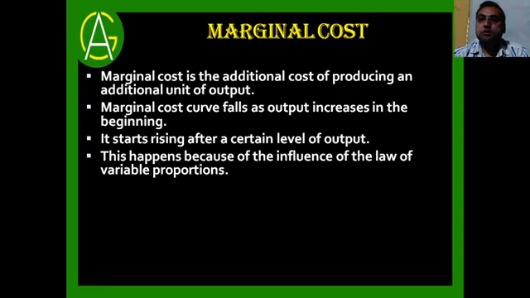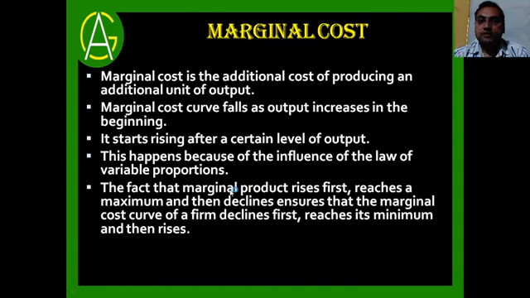Marginal cost is the opposite of marginal production. So when marginal production increases, marginal cost will be decreasing. When marginal production is at the maximum, marginal cost will be at the minimum. And then when marginal production starts decreasing, the marginal cost will start increasing.